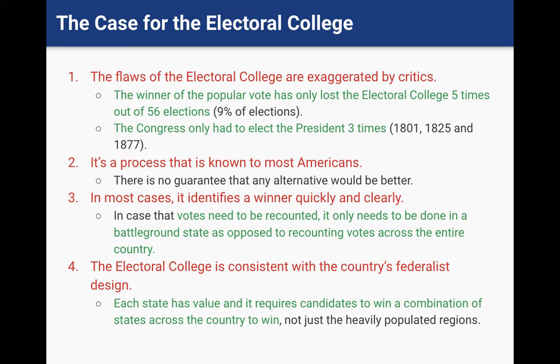Okay. In addition to that, Congress has only had to elect the president 3 times: once in 1801, once in 1825, and then 1877. Notice those are all in the 1800s. So it's been over 100 years, almost 150 years since the last time Congress has had to do that. So maybe the Electoral College isn't as flawed as we are sometimes led to believe. It's a process that's known to most Americans.